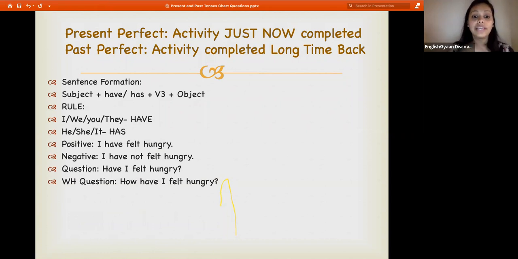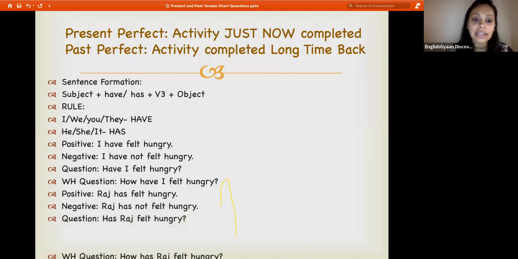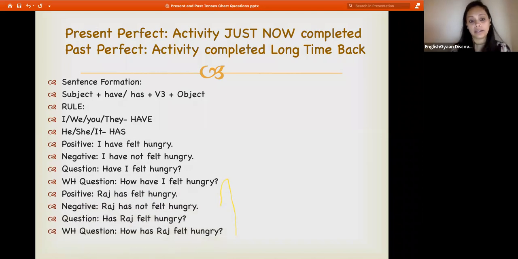With I, we, you, they, you will use have, and with he, she, it, you will use has. For example, Raj has felt hungry. Raj has not felt hungry. Has Raj felt hungry? How has Raj felt hungry? This is present perfect. अभी अभी हो चुका है.